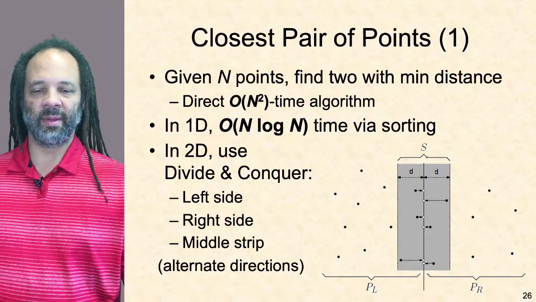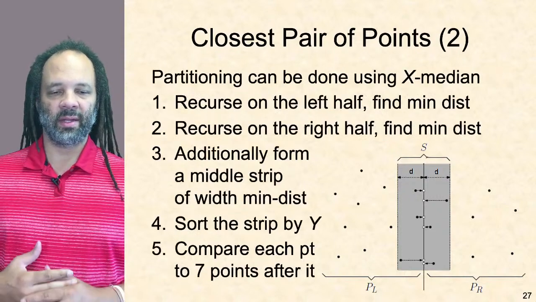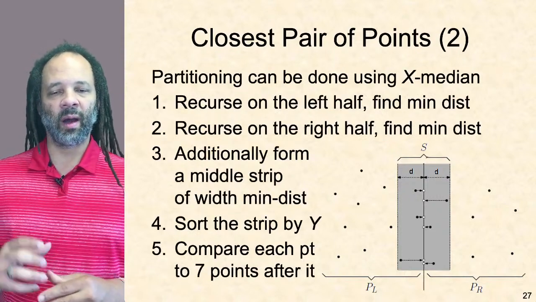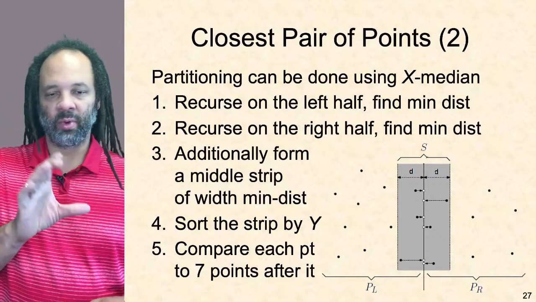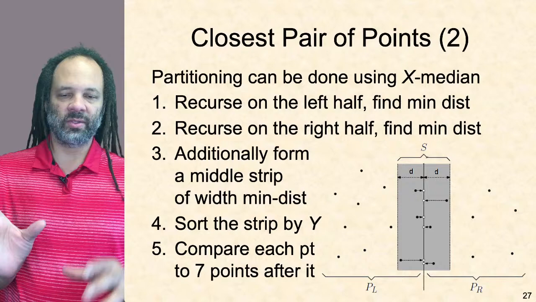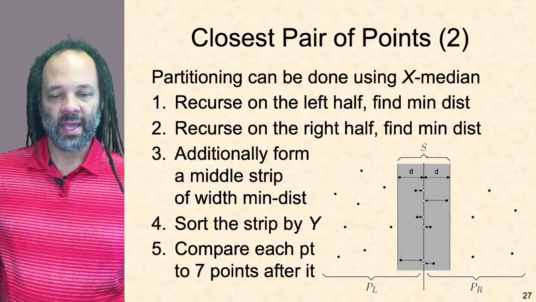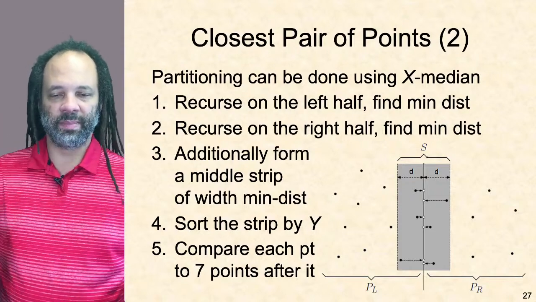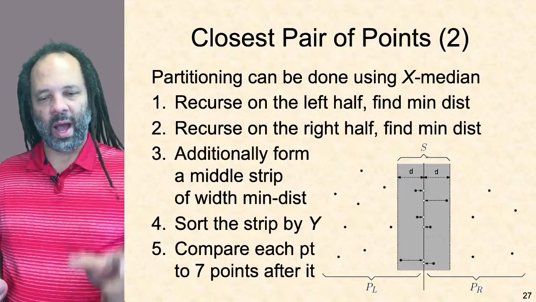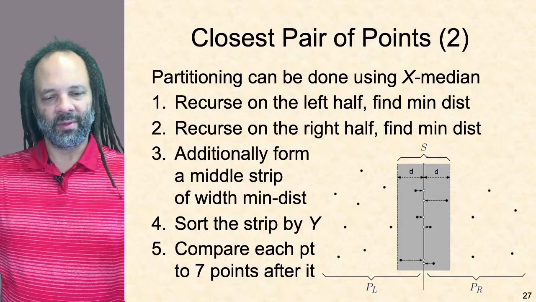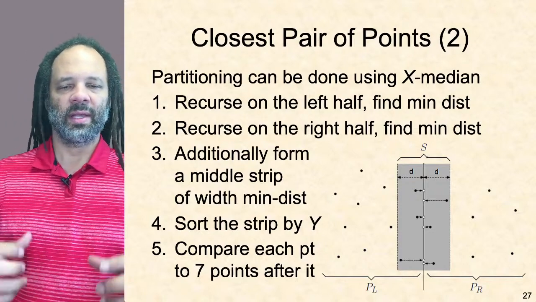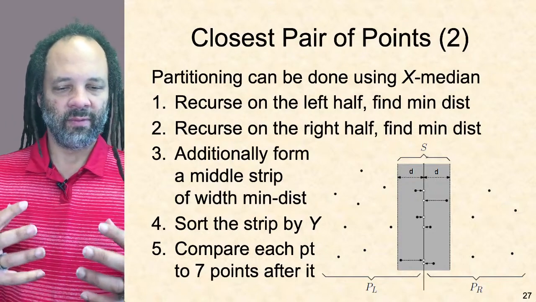This one gets you something faster than that n squared there. We can use this x median partition. So I'll recurse on the left half, find the minimum distance, recurse on the right half, find the minimum distance. Or we could use this middle strip there, sort the strip by their y, and compare each point to some points after it, before it. So these are some of the things that you would learn if you needed to do these things.